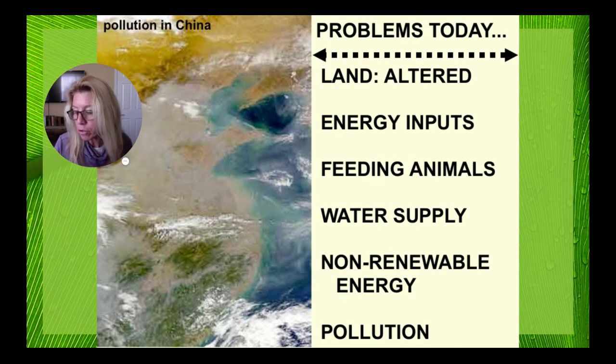Agriculture requires large inputs of non-renewable energy. Most agriculture yield goes to feeding animals instead of feeding people. Running out of available supply of water within a given time frame. We primarily use non-renewable energy. This is linked to global warming, etc., and obviously too much pollution.